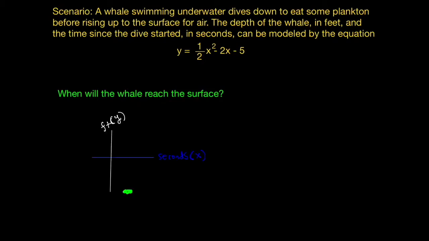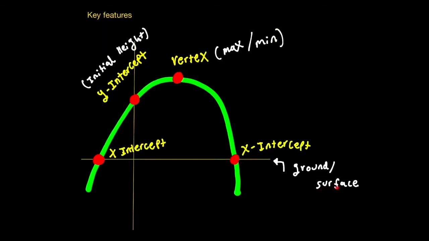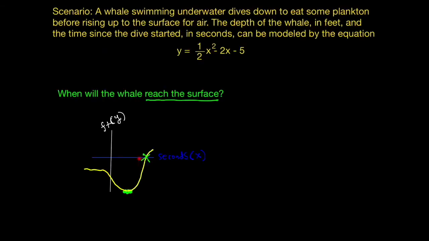I will begin by sketching a little diagram to make sense out of the problem, and this is the scenario. We have a whale that's swimming underwater, and then it sees a plankton, goes down, eats it, and goes back and reaches the surface. We are trying to find when the whale will reach the surface, and that is going to be represented by the x-intercept. Recall that those are the key features that are on the surface. So the math is going to give us two solutions, but we're not going to care about the one on the left. We only care about the one on the right.